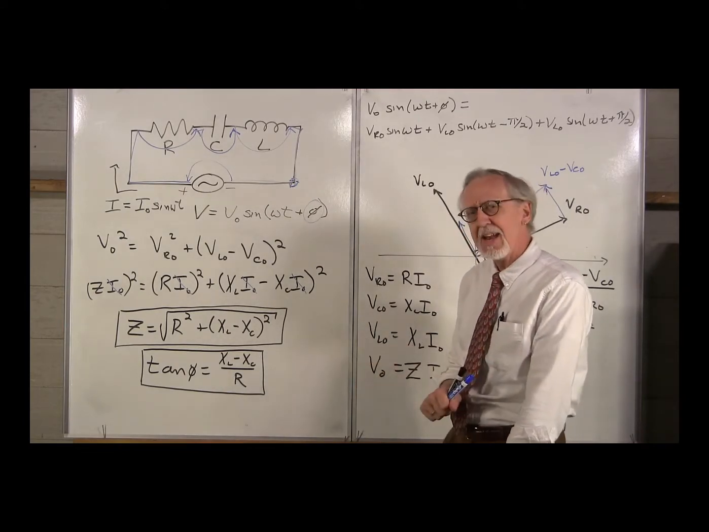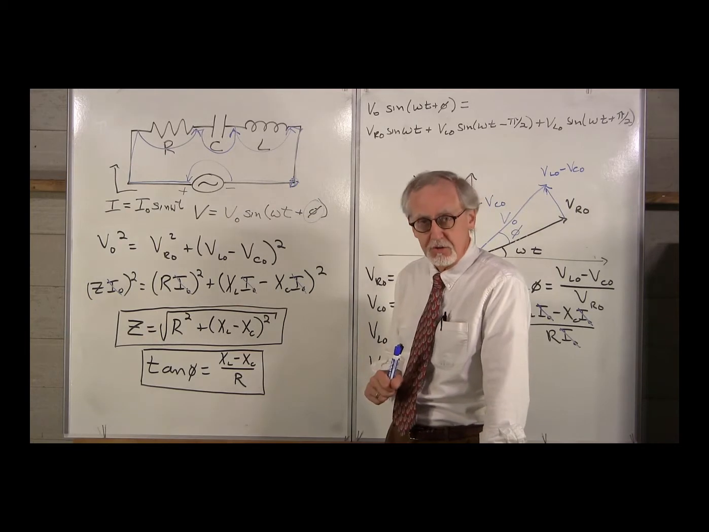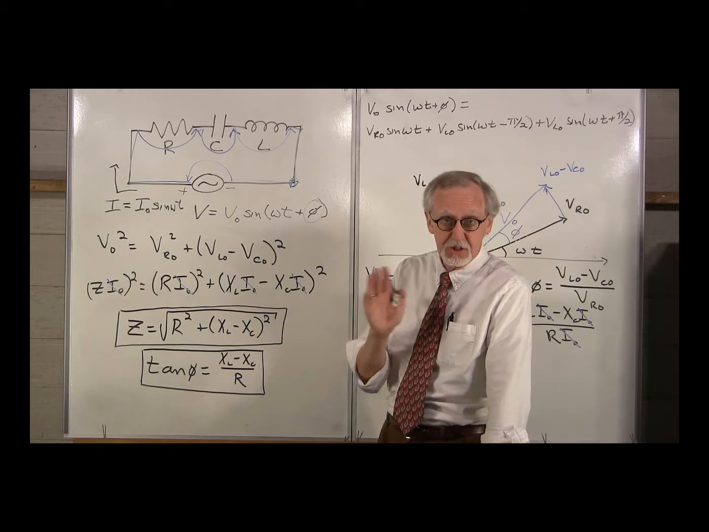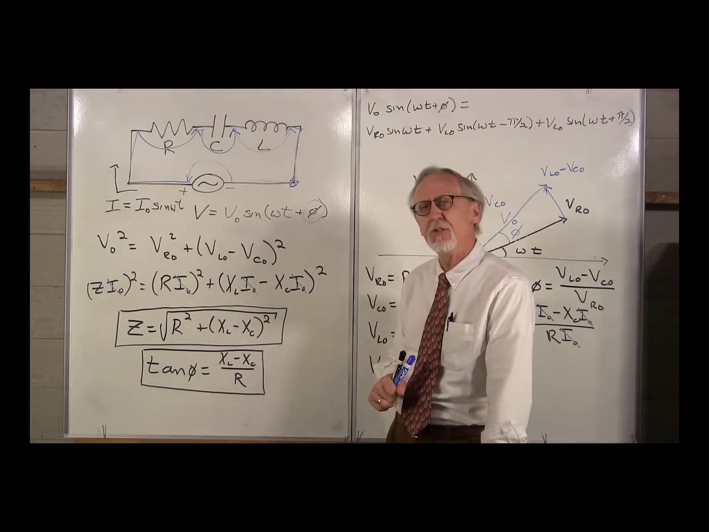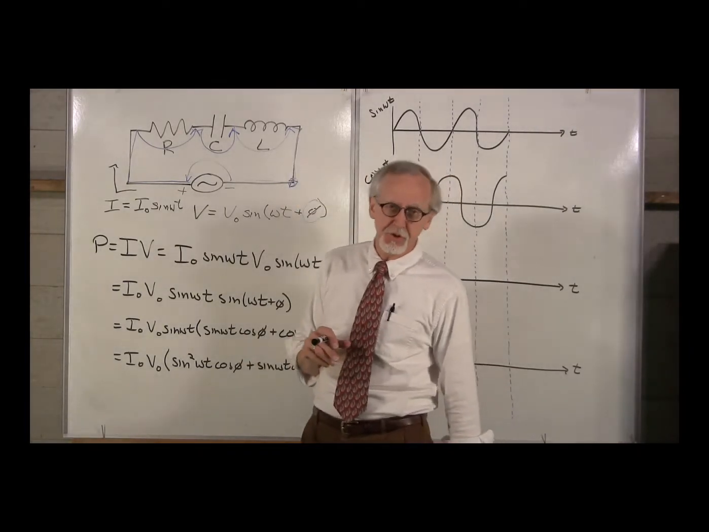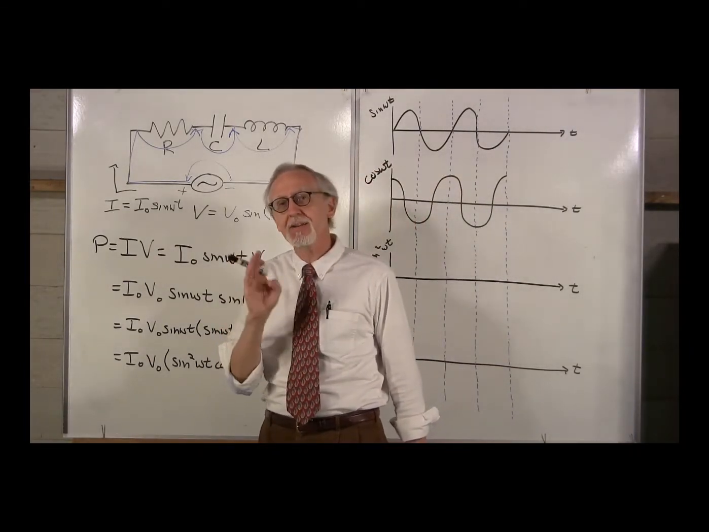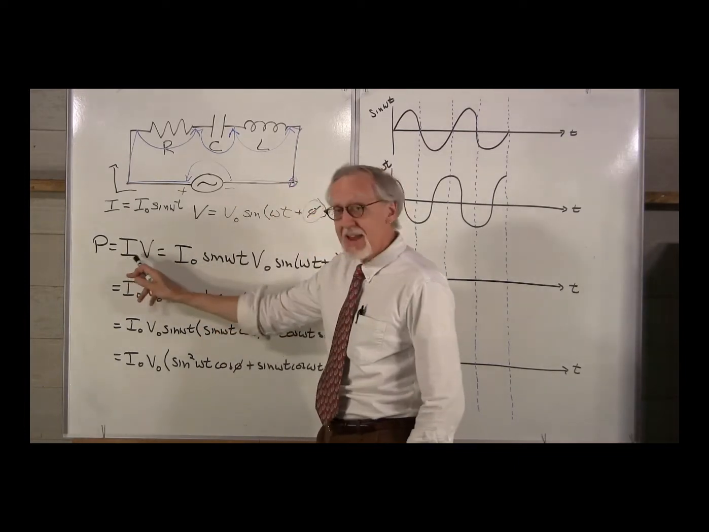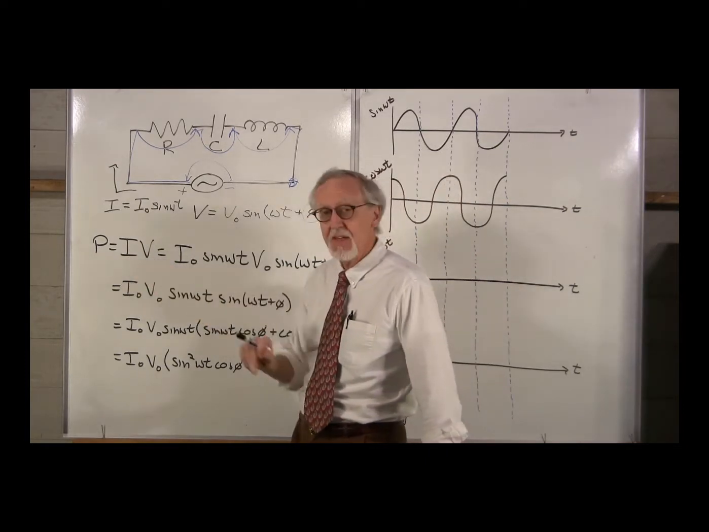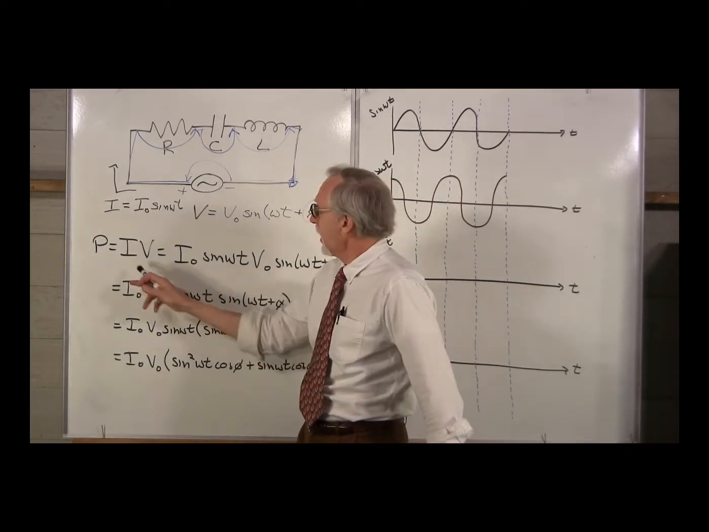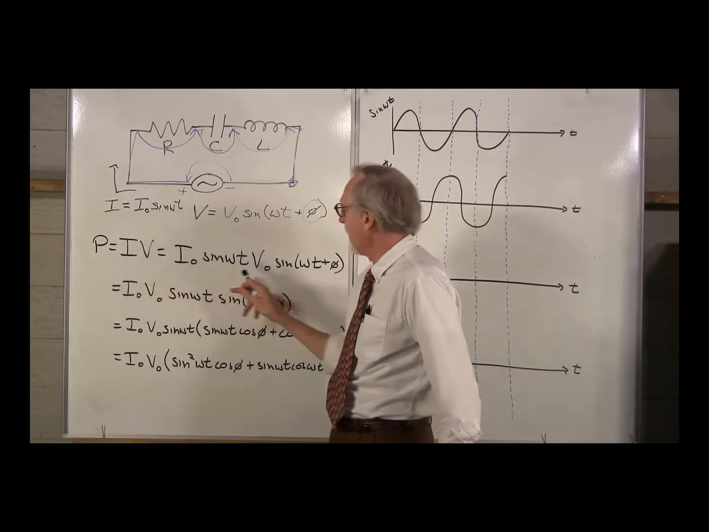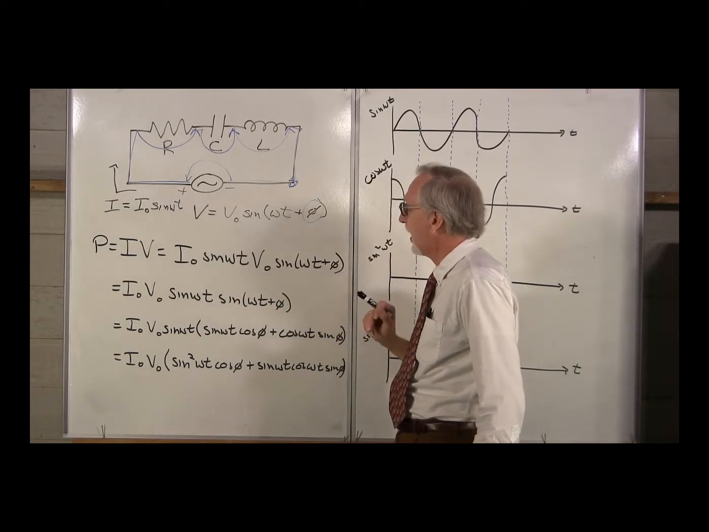Let's take a look at how much power this circuit uses. We've already talked about how to determine power in a circuit. We just have to take the voltage times the current. Let's figure out how much power is used in this circuit. As we've seen before, the power used by any circuit is just the current times the voltage. But now, because we're looking at time-dependent quantities, both the current and the voltage are time-dependent. In this case, the current is I0 sine omega t, while the voltage is V0 sine omega t plus phi.